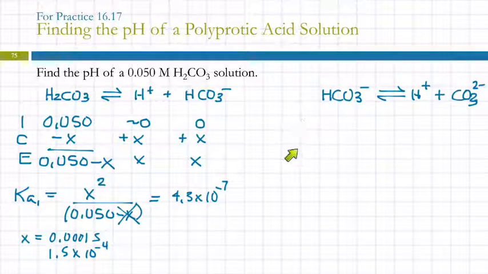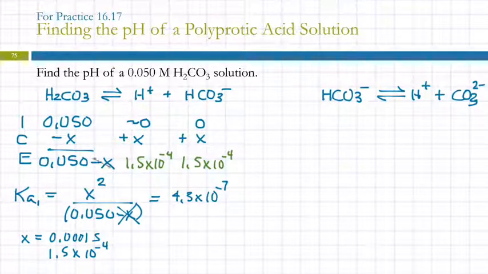So then let's see what's going to happen over here. What would be a good way to do this? I think I need different colors. So what I'm going to put in here is we figured out that this is going to be 1.5 times 10 to the minus 4. And this one is 1.5 times 10 to the minus 4. And that one is still basically 0.05. So at equilibrium, we have these concentrations.